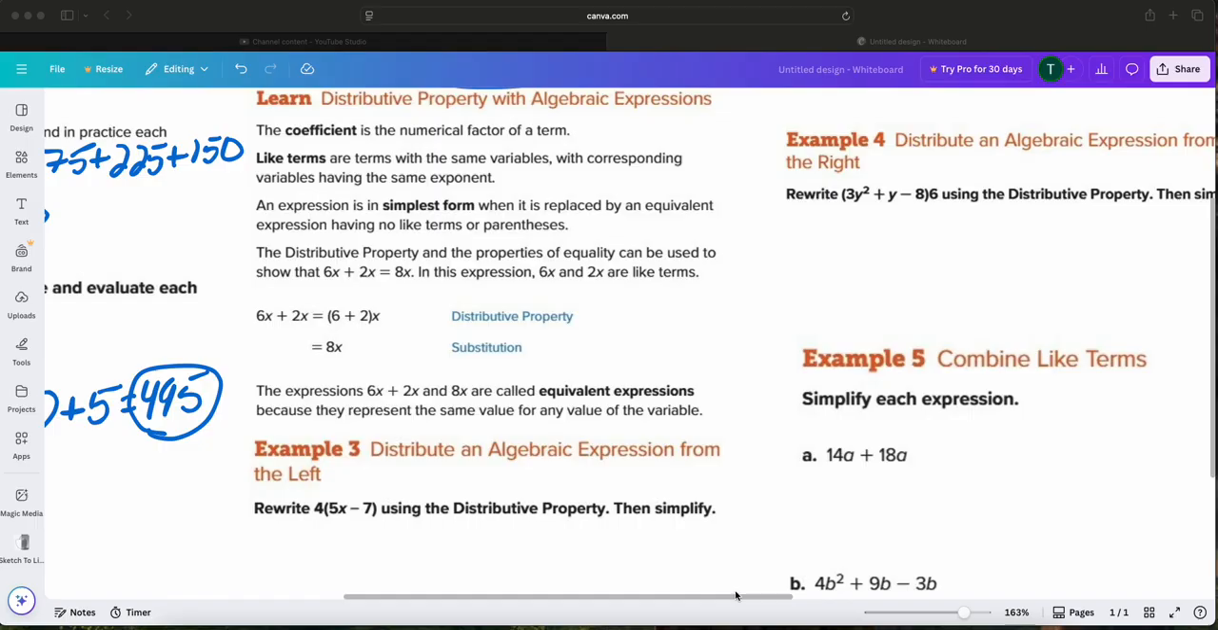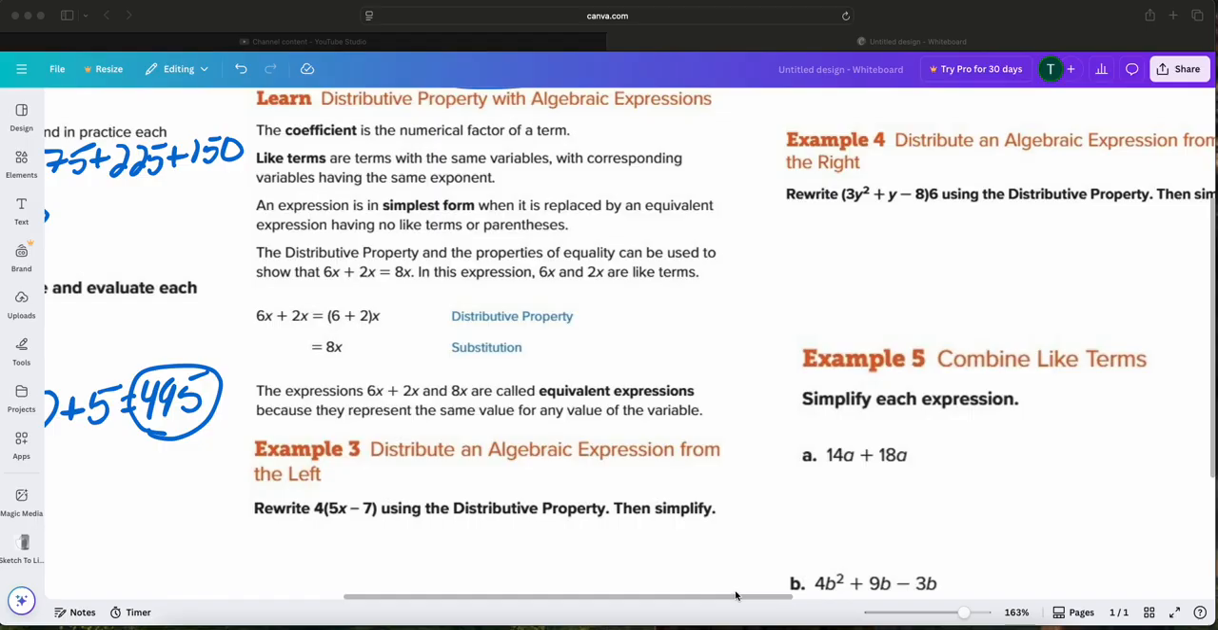So even if we have two variables of x, if one is x to the first power and one is x squared, those are not like terms, so you can't put them together. Whereas if they're both x to the first or they're both x squared, then you can combine those because they are like terms. An expression is in simplest form when it is replaced by an equivalent expression having no like terms or parentheses.